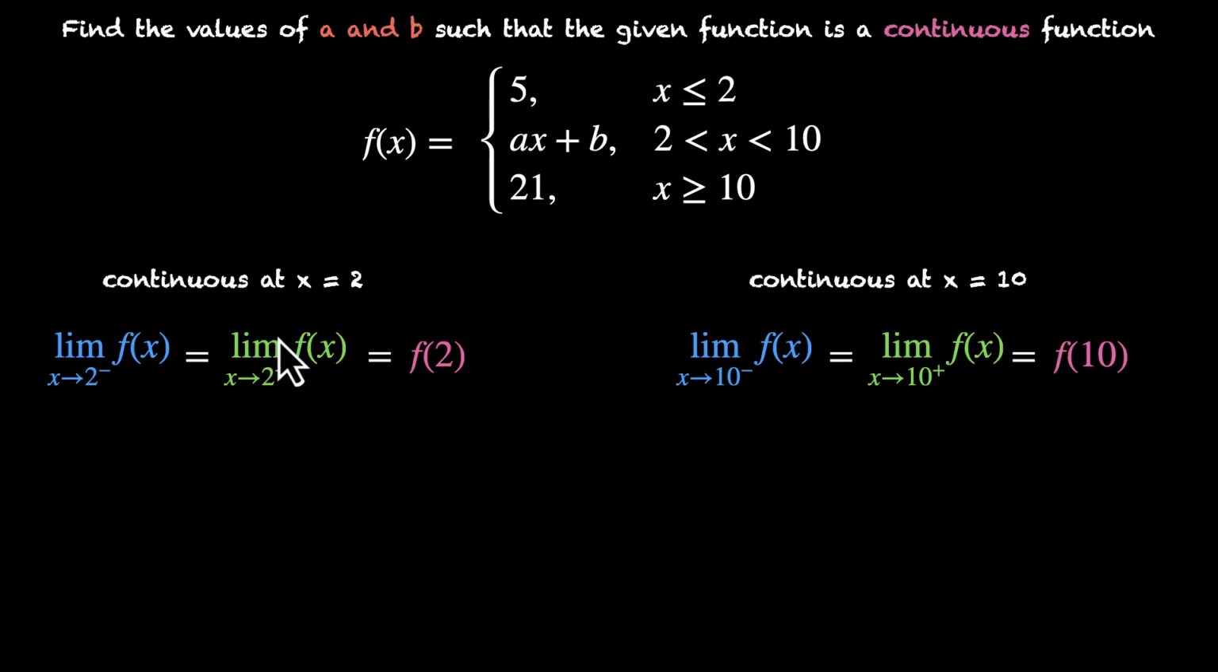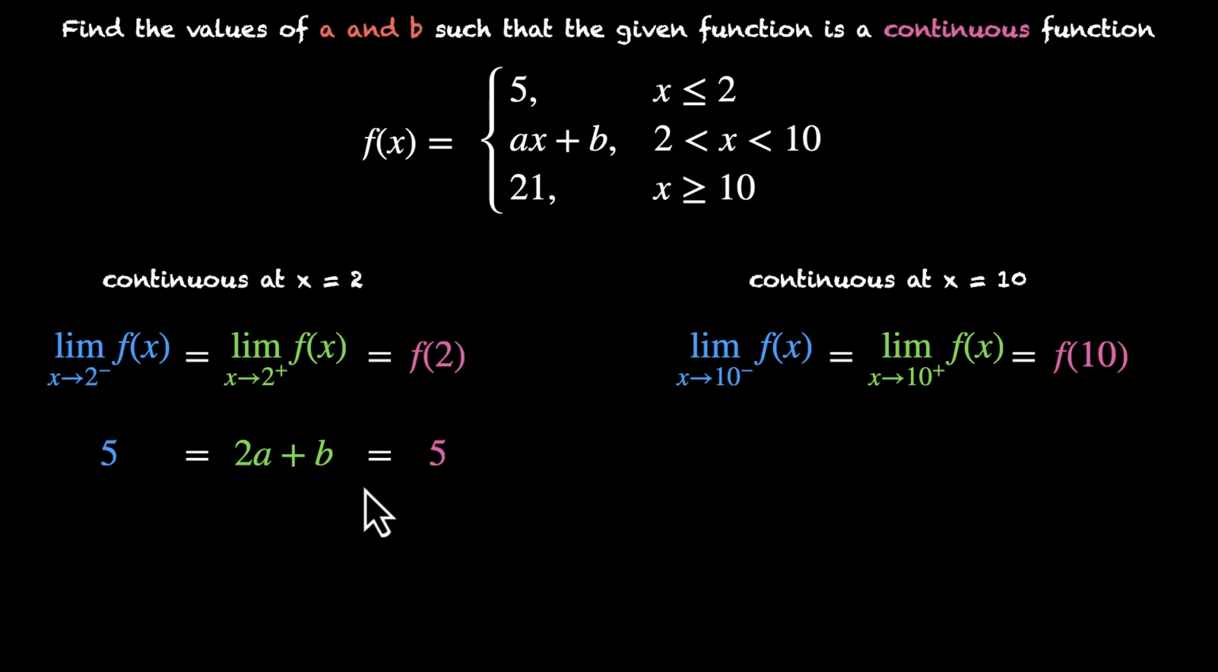So that's our left hand limit. So that's 5. The right hand limit at x equals 2, we'll get it here. Ax plus b. So a times 2 plus b, that's 2a plus b. And what about the value at 2? That's here. X is less than or equal to 2. So that's also going to be 5. So the first equation is 5 equals 2a plus b equals 5.